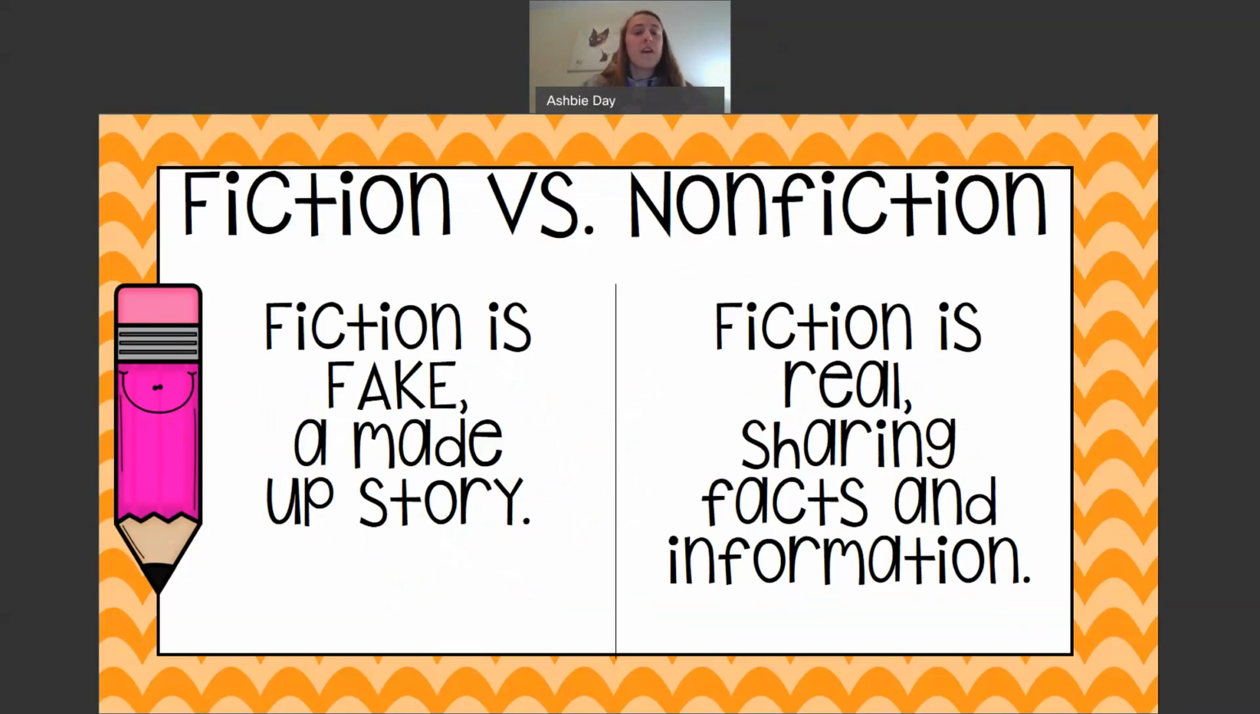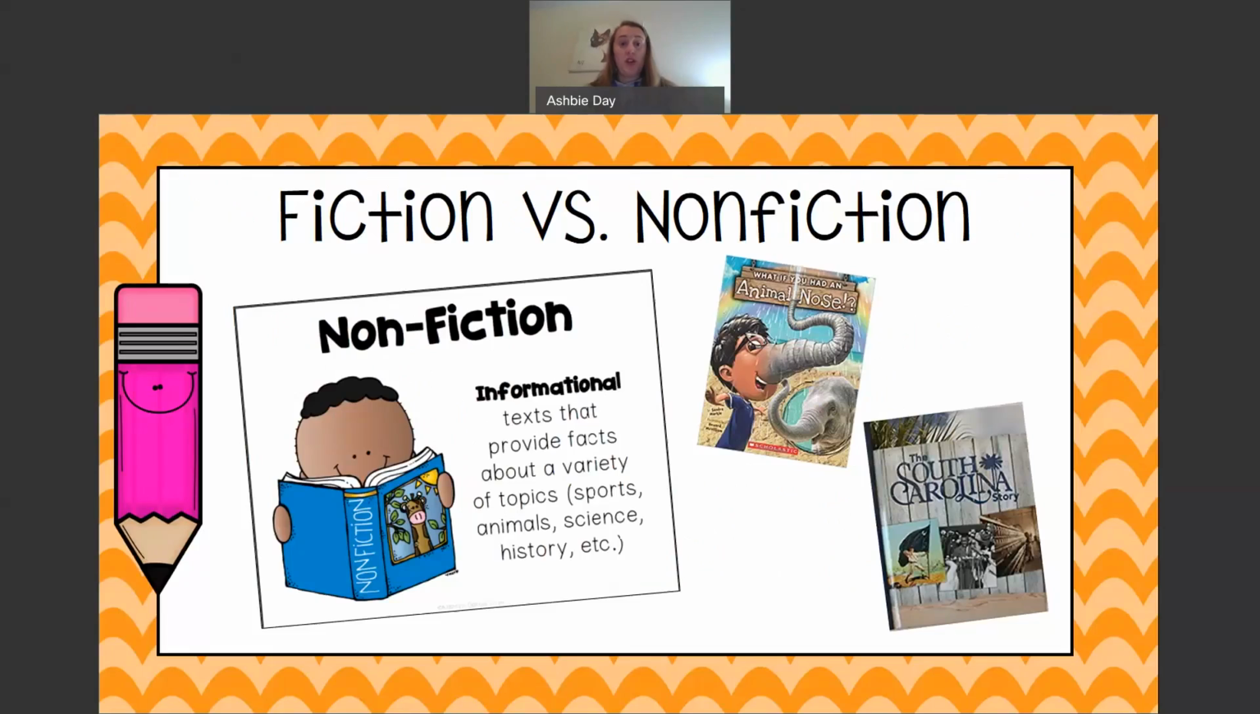Now, fiction is a fake or made up story. It means that it did not really happen. Somebody came up with that story out of their imagination. Nonfiction, on the other hand, there's a typo in this. Nonfiction, on the other hand, is real. And remember, the word that I like better is it's true. It shares true facts and information that are actually used to teach you something. So, those are the two big genres. But within those two big genres, we can have some smaller genres.